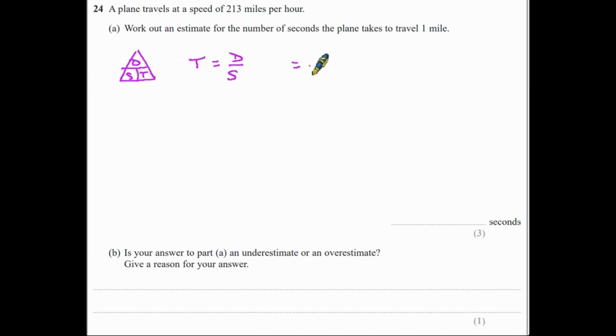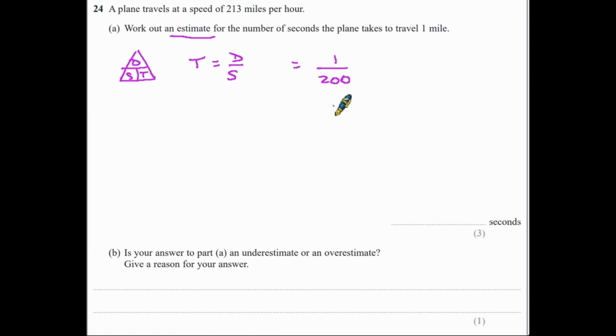Let's look at what we have here. The distance is a mile, so we have 1. The speed is 213 miles an hour, but let's just go back to the question. It's saying estimate. So let's keep things a little on the simple side for us. 213 as an estimate can be rounded down to 200. So what have we found out here? We found out that if we have a distance of a mile and we have a speed of 200 miles an hour, the number of hours it takes to travel a mile is 1 over 200, distance divided by speed.